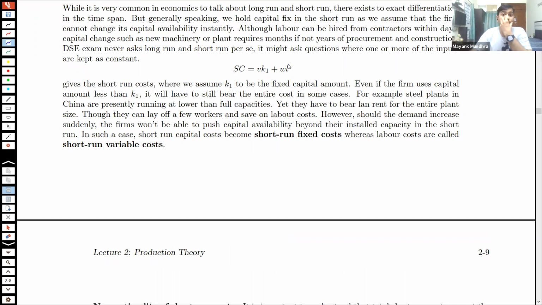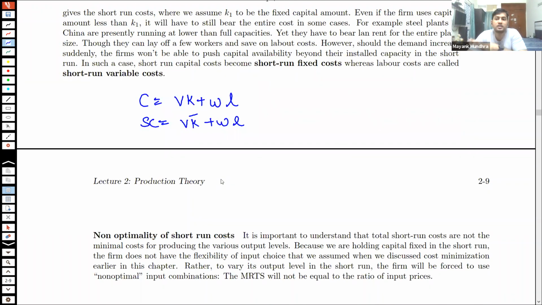Okay, so the long run cost function is vK plus wL, whereas the short run cost is vK-bar plus wL, where K-bar is fixed. So this is the difference between short and long run: you cannot change your capital in the short run. That's the idea.